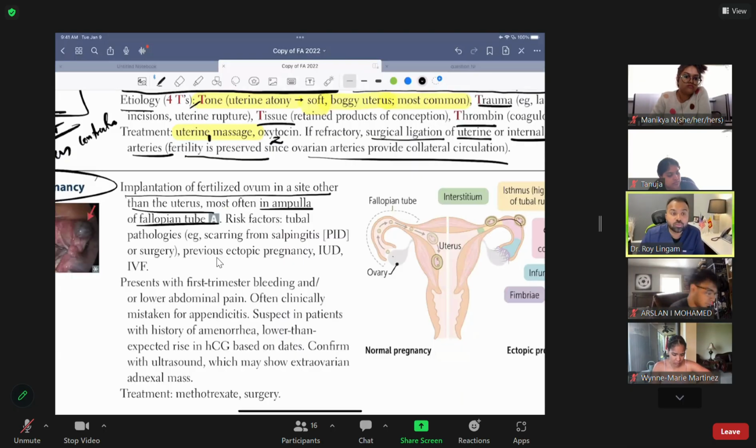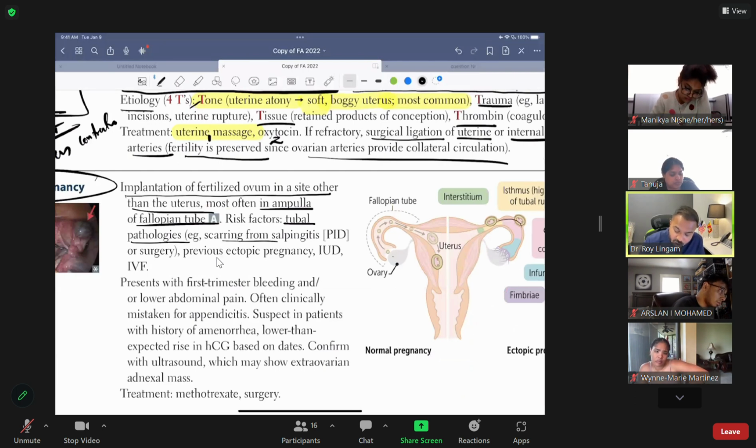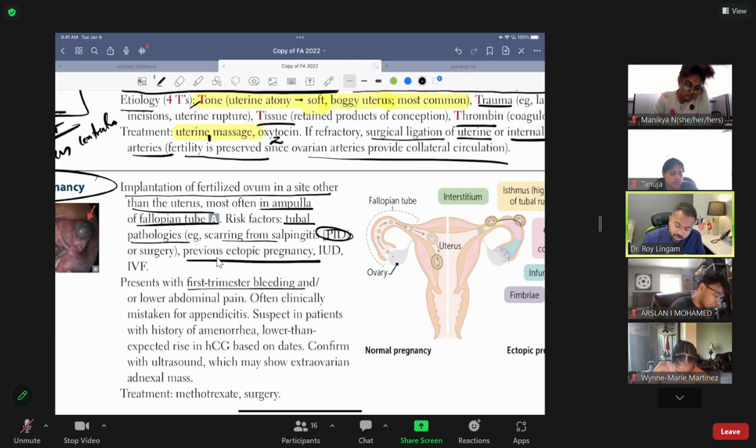Risk factor: tubal pathologies. What does that mean? Previous scarring or PID. PID stands for pelvic inflammatory disease. That's the number 1 risk factor for ectopic pregnancy. Or a previous ectopic pregnancy, of course. So that's ectopic pregnancy, folks. It presents with first trimester bleeding or low abdominal pain. It is often clinically mistaken for appendicitis, but that's a differential.